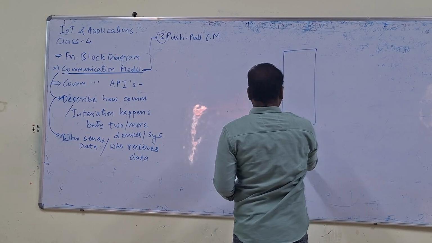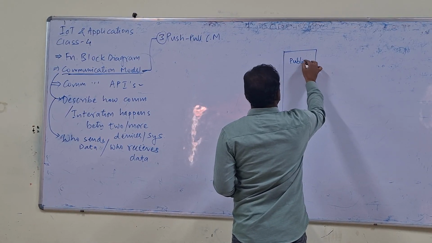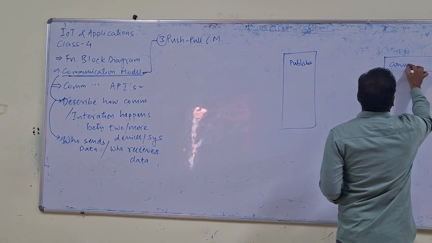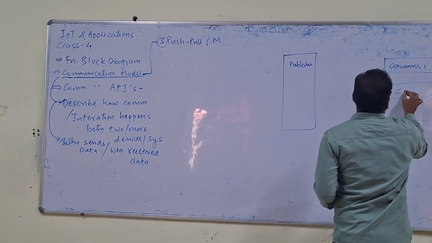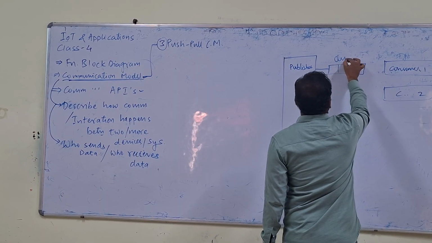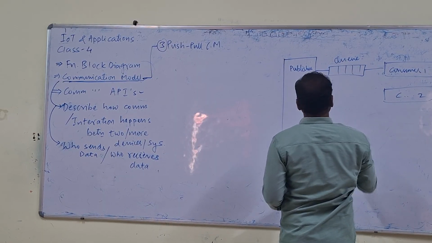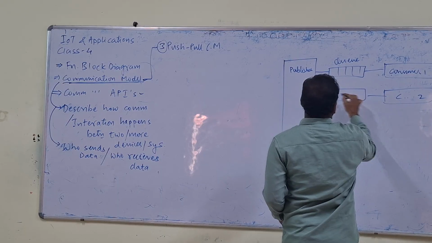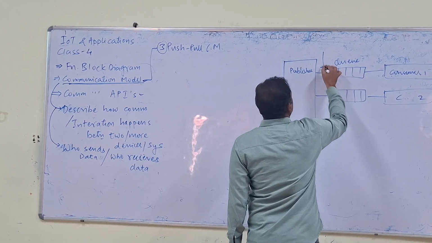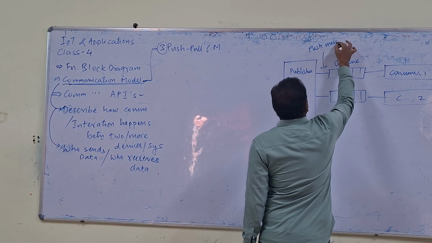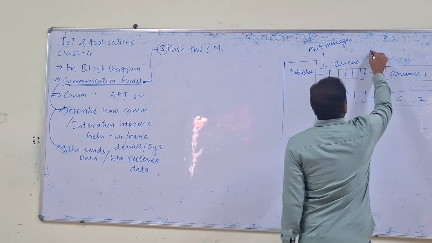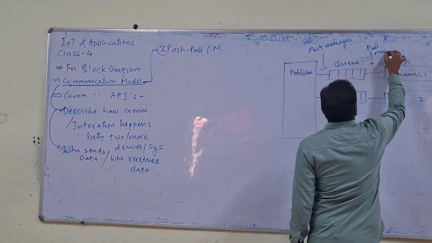Should not have erased the diagram. Right. Here I have publisher. Here I have consumers, consumer 1, consumer 2. Here I have queues. What is the spelling of queue? Here we have queues. Here the publisher pushes messages in the queue. Consumers pull messages out of the queue.